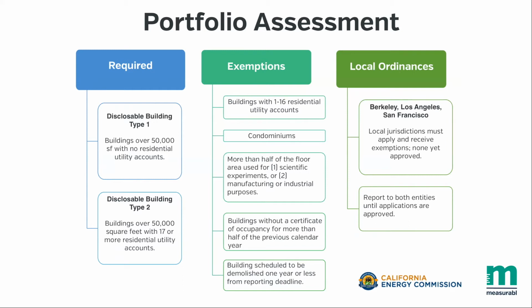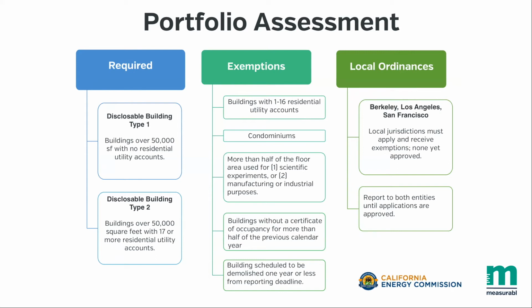So this applies if the local jurisdiction has applied to the Energy Commission for an exemption and we have granted that exemption, and if the building owner has reported to the local jurisdiction, then the building owner will not also need to report to us. Currently there are local programs in Berkeley, Los Angeles, and San Francisco. There are also a few other jurisdictions working on programs. Those three have applied to us already to get exemptions. We have not yet granted the exemptions. We almost certainly will grant all three. It just hasn't happened yet. We're working on it.